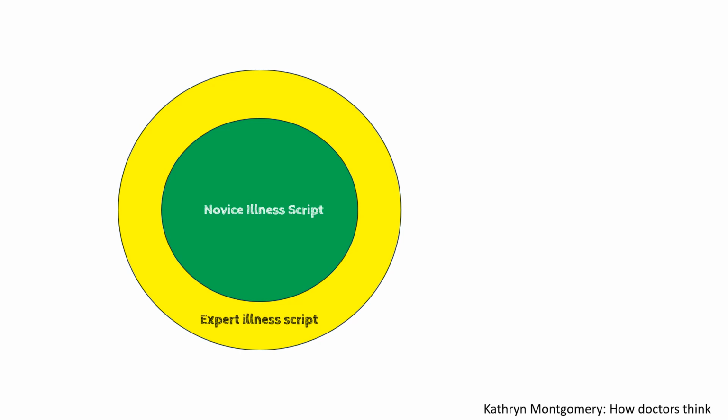And we have different expertise in different illness scripts, depending on where we work and what we see. So even though someone is an expert in one area because they've worked a lot with orthopedics, they may not know the pediatrics about it. So it depends. There's a great book called How Doctors Think by Catherine Montgomery, and it's all about uncertainty and the irreducible uncertainty in medicine in general, and a lot of other things. I highly recommend that book.